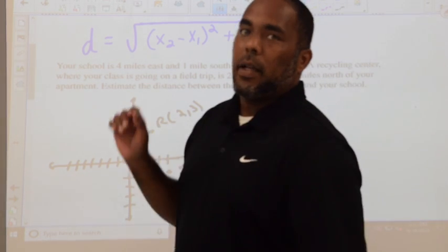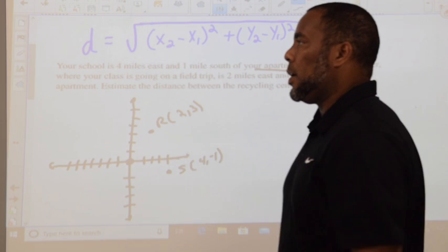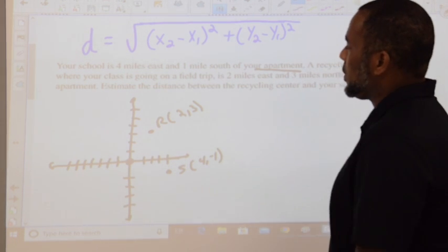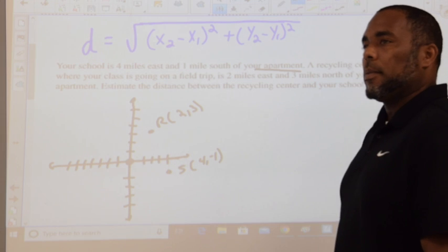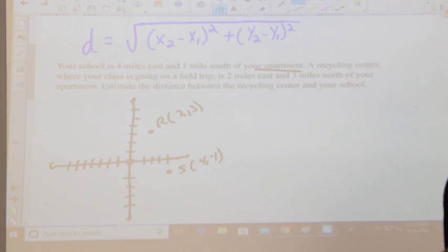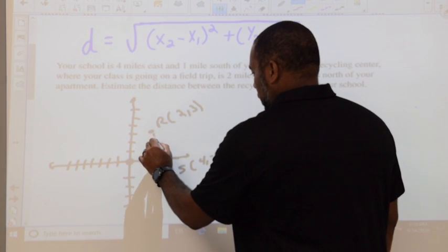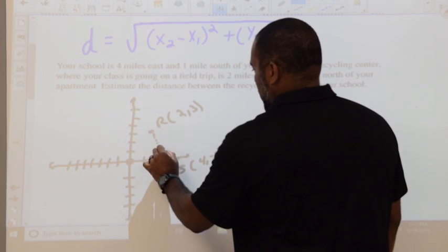So a couple things that we do need to know. East is to the right, north is up, west is to the left, and south is down on a two-dimensional plane. So then it wants to know the distance between the recycling center and the school. So it wants to know this distance.